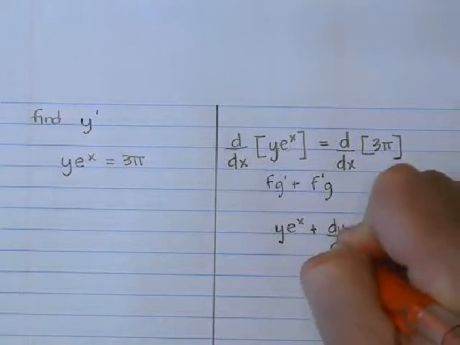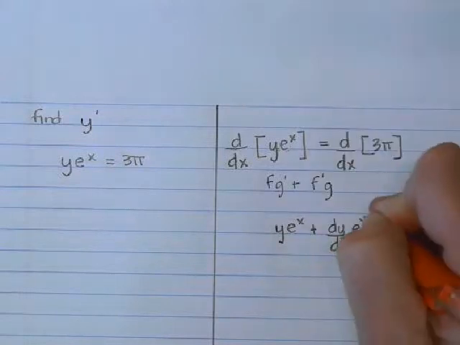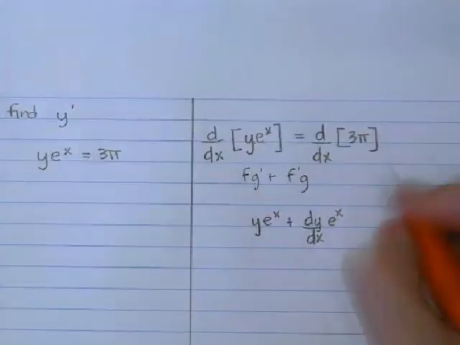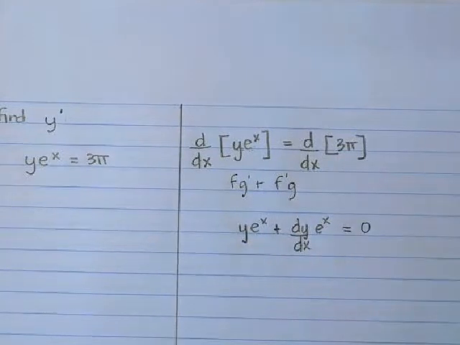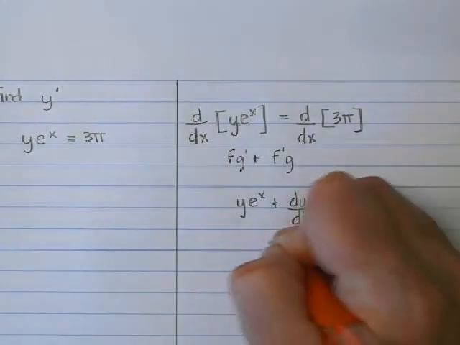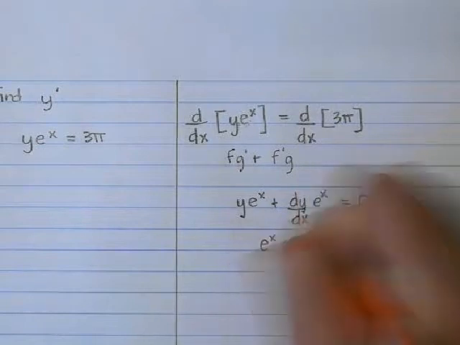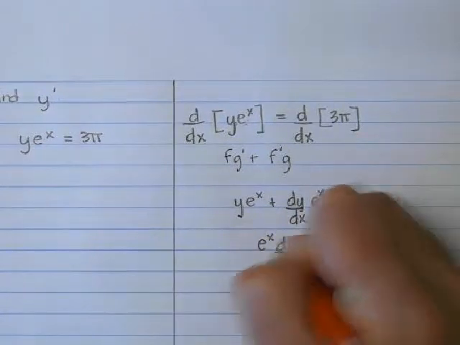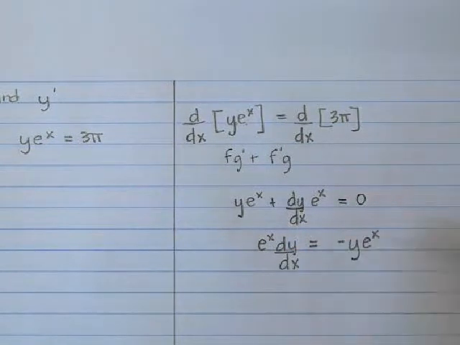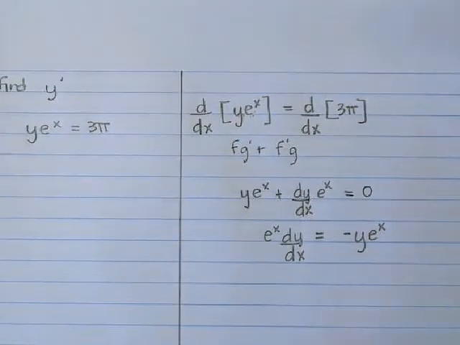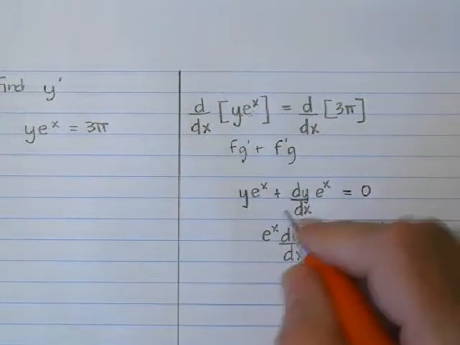And then I just write the e to the x, the g function. Now 3 pi, be careful. Sometimes our eye looks at that and it sees pi as like a variable, and we want to say, oh, the derivative's 3. Remember that pi is just a number, so the derivative of 3 pi is 0. So now I'm going to put the e to the x in front of this one. It's just kind of a little more standard. And divide both sides by e to the x.